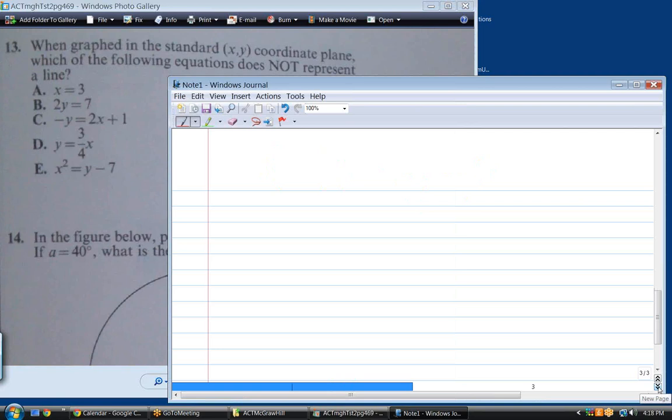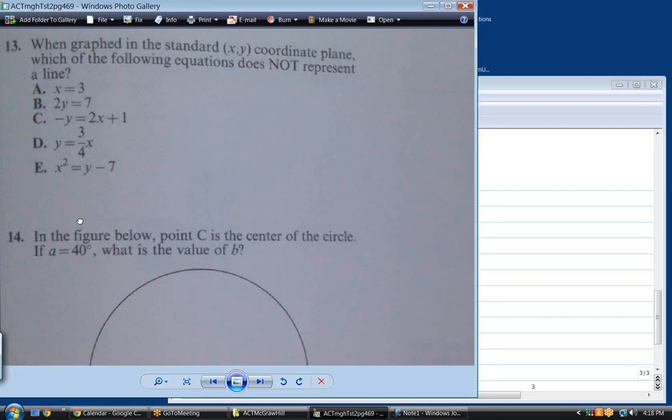Which of those equations is not the equation of a line? E? Did you say E? Yeah. Correct, because there's an x squared. If you have an x squared and a y, that means we're looking at a parabola.